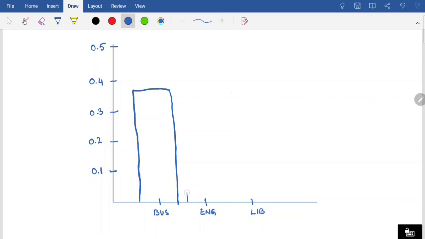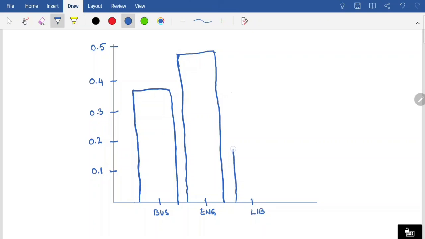So I'm going to start from here, go all the way up to close to 0.5, turn around and drop the line here. So that's engineering. And then for liberal arts, it was 0.16. So we'll have to go somewhere between 0.1 and 0.2, a little bit above halfway between 0.1 and 0.2. So let's do that. Up to here. Well, let me redo this.